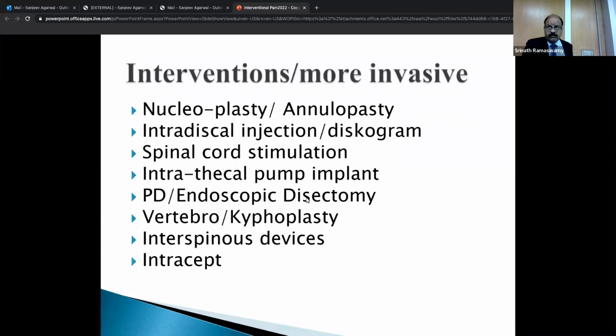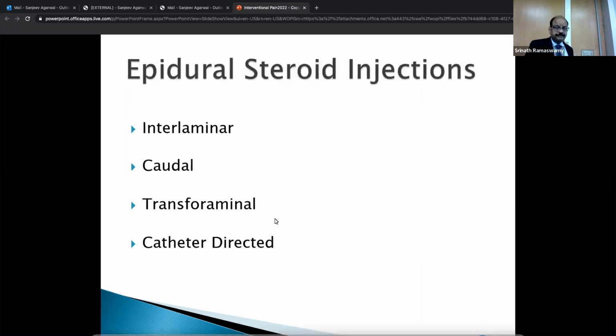Some of the more advanced procedures include epidural neuroplasty or annuloplasty, intradiscal procedures including discograms, spinal cord stimulators, percutaneous or endoscopic discectomy, vertebral kyphoplasty for compression fractures, and interspinous devices for localized spinal stenosis, especially in patients who are not surgical candidates or too sick to have a major spine surgery, and interventions for vertebrogenic pain.